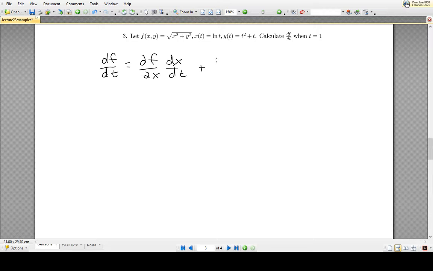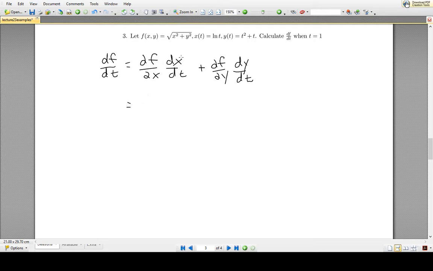So this is how much the x variable essentially contributes to the change of f with respect to t. And we do the same thing with y, because of course f depends on y and x. So this is the partial derivative of f with respect to y times the derivative of y with respect to t. So again, this term here is the contribution to the change in f with respect to t, but via y. So this is how much y essentially contributes to this change here.